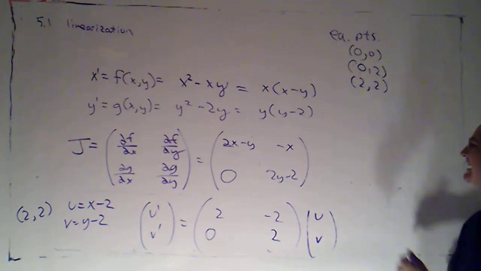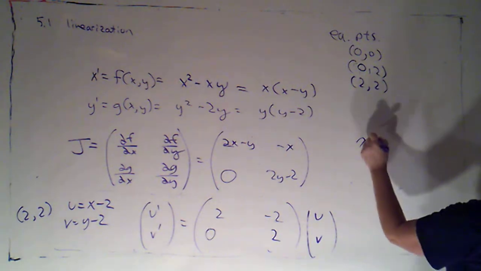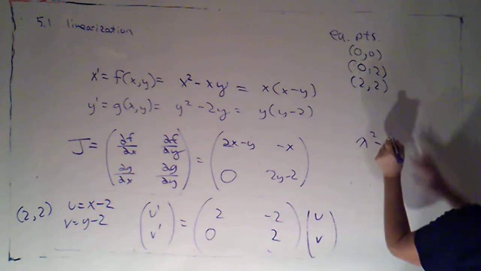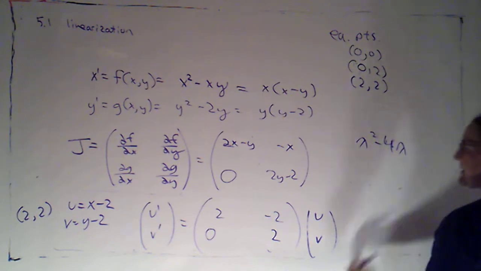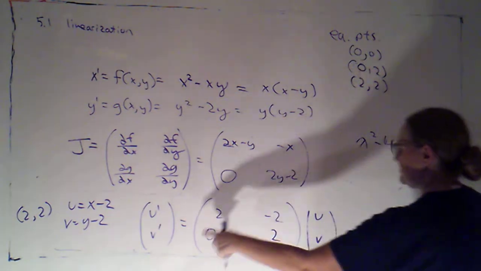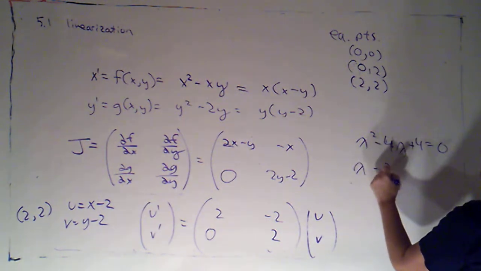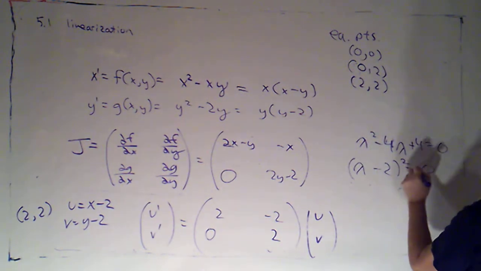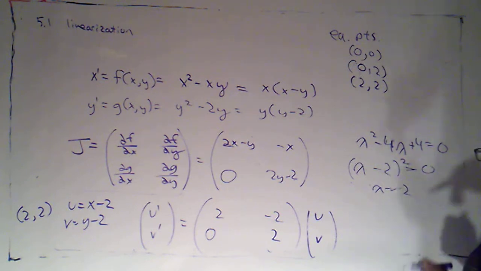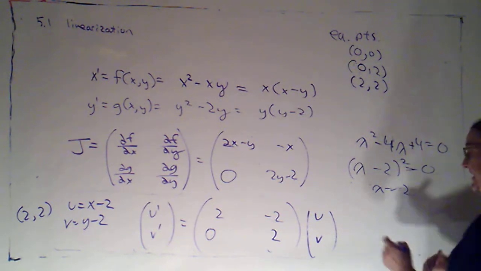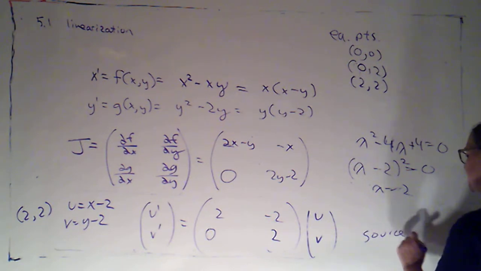Okay. All right, then my characteristic equation would be lambda squared. My trace is 4, so minus 4 lambda. And my determinant is 4 minus nothing, so plus 4 equals 0. So that's lambda minus 2 squared equals 0. So lambda would equal 2. So we just have one positive eigenvalue. That's going to make this a source.